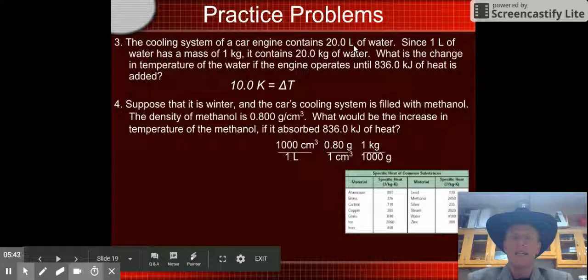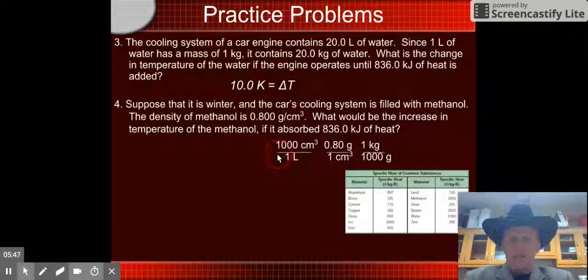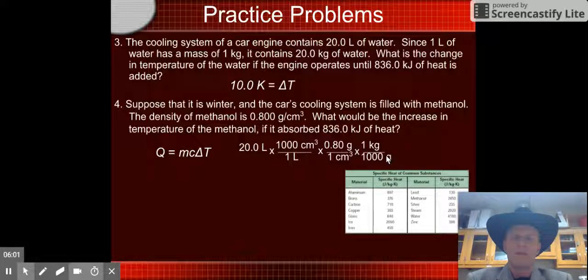We got 20 liters of space. The density is a little different here. Got to do a little bit of conversion here. Let's take that 20 liters of space and multiply it by, there's 1,000 centimeters cubed in a liter. And then we multiply by the density of methanol. Oh, no, that's not the density of water. Density of water is 1,000 kilograms over a meter cubed. Scratch that. This is just 1 kilogram is 1,000 grams.